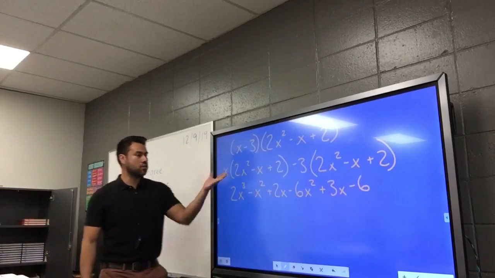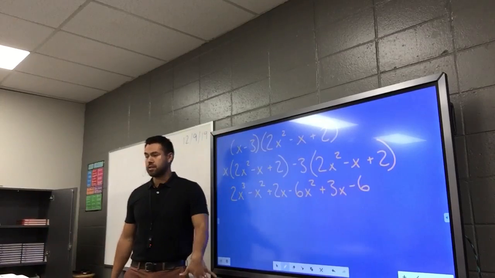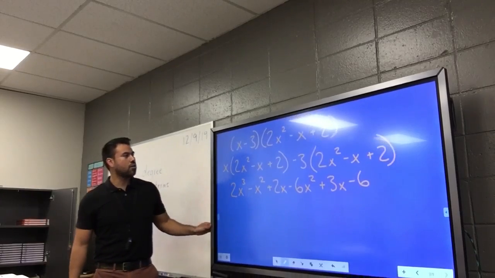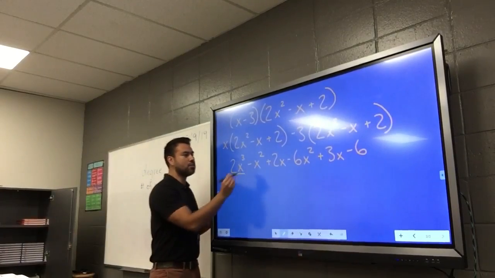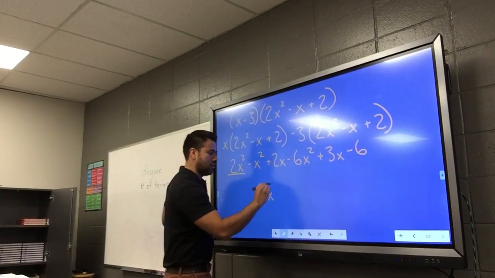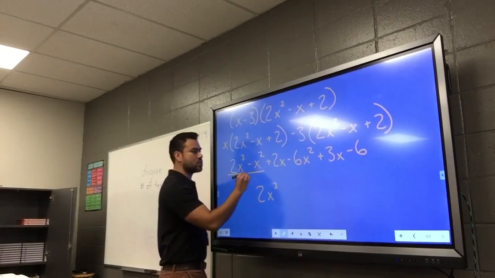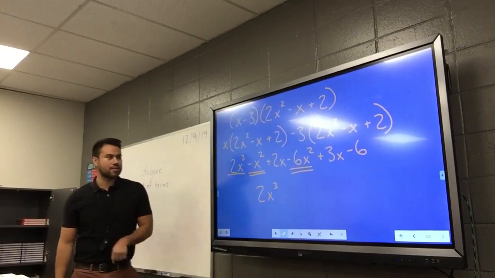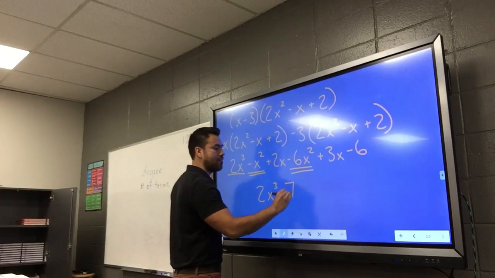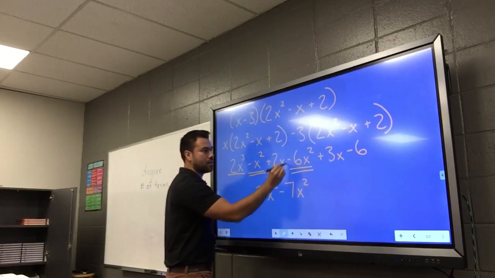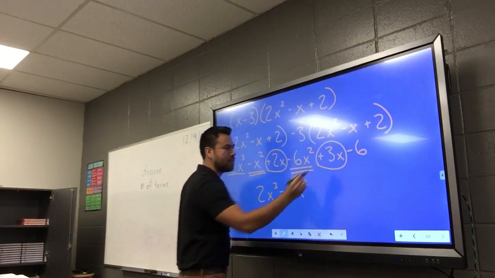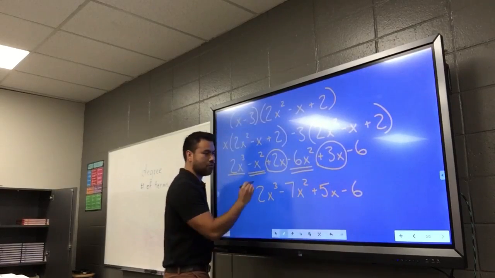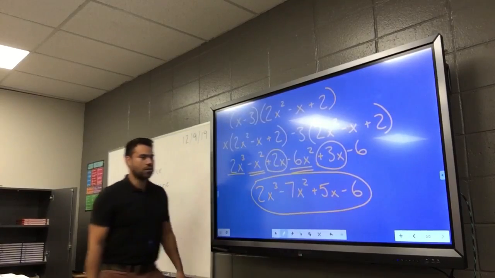When you multiplied it using the distributive property, the parentheses dropped, which is nice because now all you have is terms to add or combine if you can. Does 2x cubed have a like term? No, it's by itself. Does negative x squared have a like term? Negative 6x squared. What's negative x squared plus negative 6x squared? Negative 7x squared. Then 2x and 3x gives me 5x. And the negative 6 is all by itself. Standard form, yes or no?